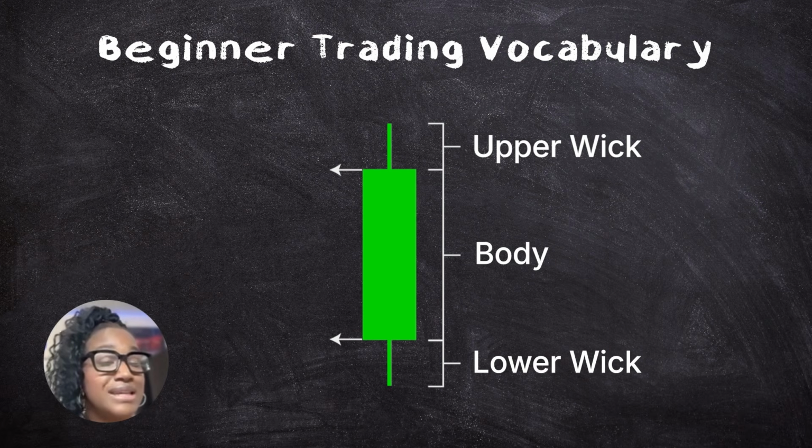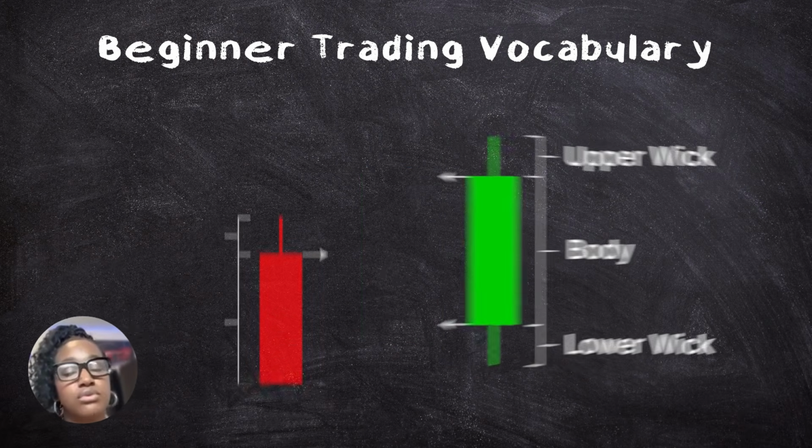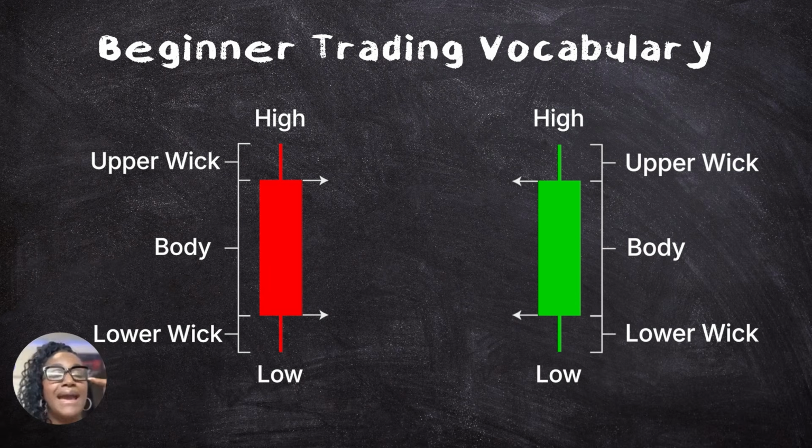Now, it's important that you do not discount these wicks. The reason being, on the red candle and the green candle, the top wick tells us the highest that price got to during that time period. So even if it's a red candle, that top wick is still the high. Even if it's a green candle, that top wick is still the high. Same thing with the bottom wick. The bottom wick on both the red and the green candle tells us the lowest price got to.